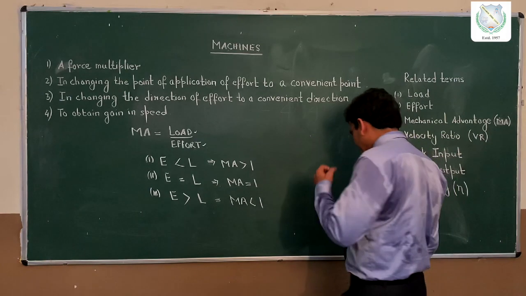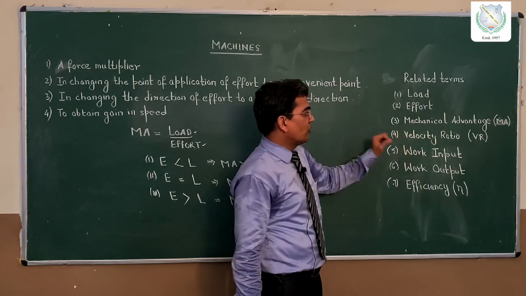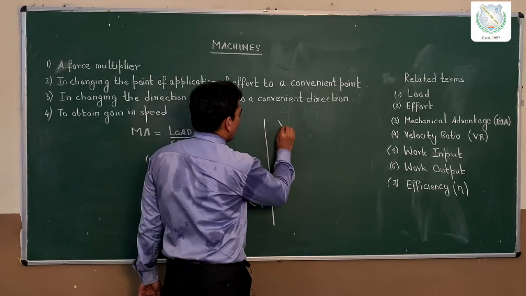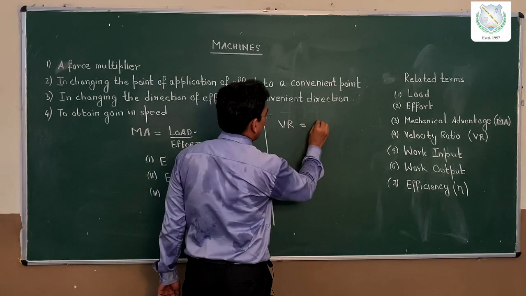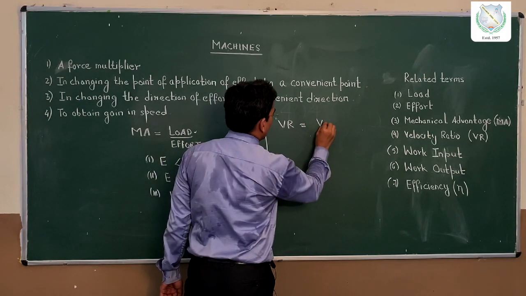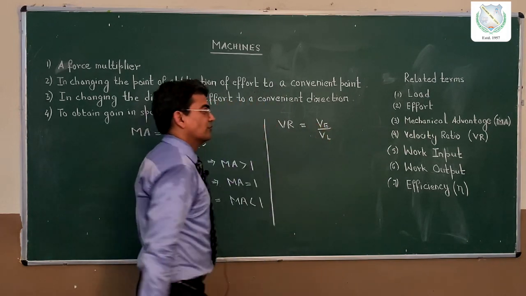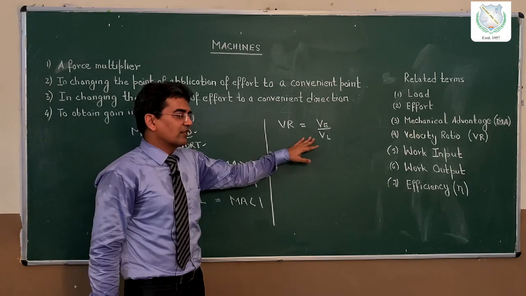Okay, now coming to the next one, velocity ratio. Now what is velocity ratio? So see, velocity ratio is the ratio of velocity of effort to the velocity of load. This ratio is called velocity ratio.